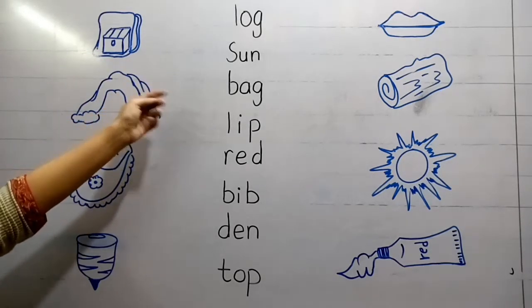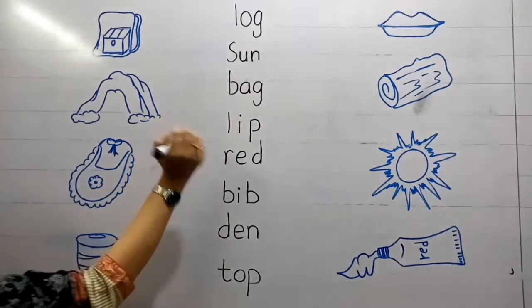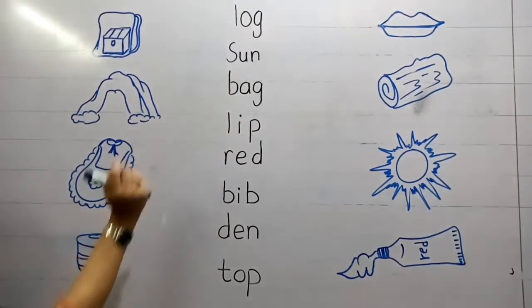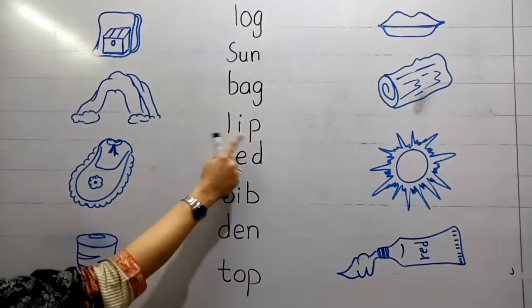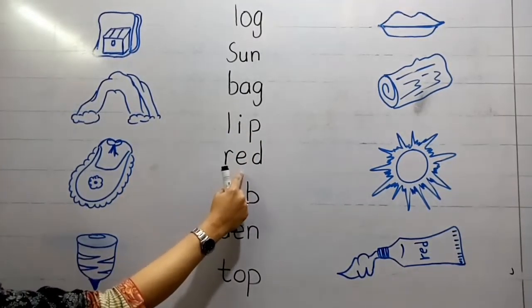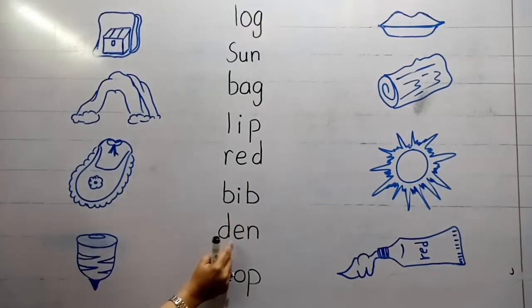L-o-g, log. S-u-n, sun. B-a-g, bag. L-i-p, lip. R-e-d, red. B-i-b, bib. D-e-n, den. T-o-p, top. Okay, match the correct picture.